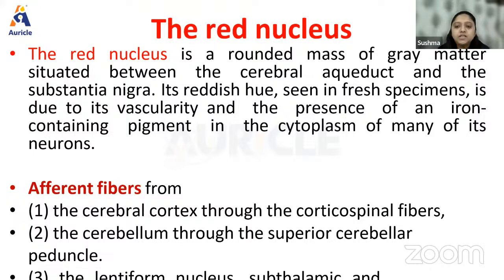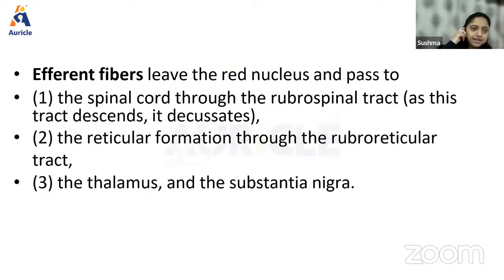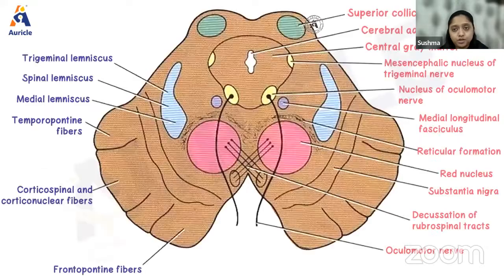Okay, it receives its afferents from the cerebral cortex through the corticospinal fibers, correct? Also from the cerebellum through the superior cerebellar peduncle, and from the lentiform nucleus and the subthalamic nucleus of the basal ganglia. The efferent fibers leave the red nucleus and pass to the spinal cord through the rubrospinal tract, and they also go to the reticular formation through the rubroreticular tract, and to the thalamus and the substantia nigra. So the efferents are all of this. You don't have to know it all, but the red nucleus is a very important 5-marker question which can be asked.